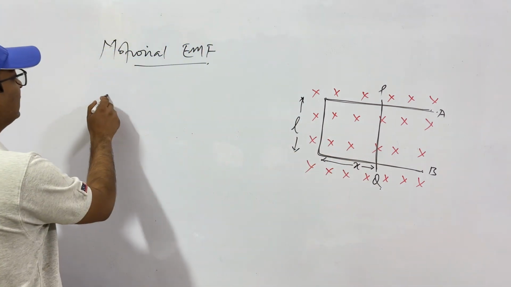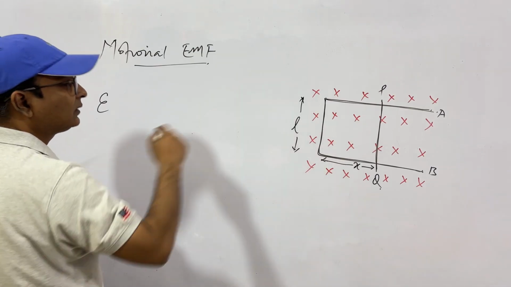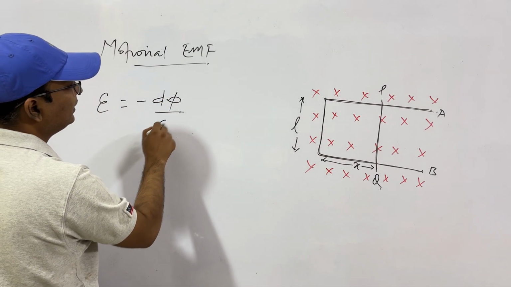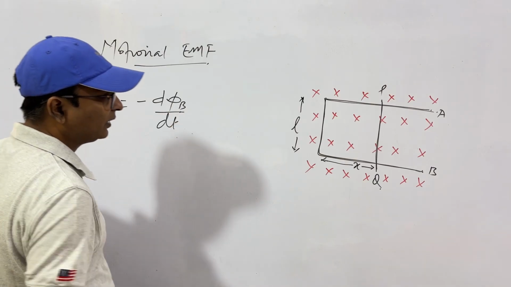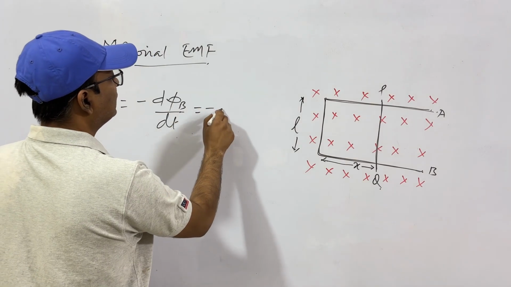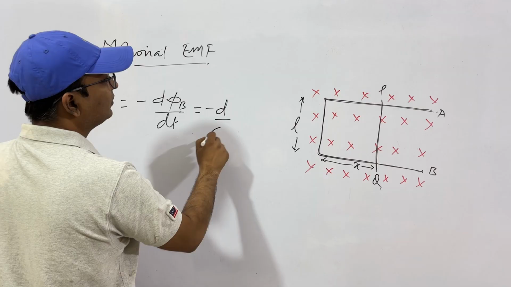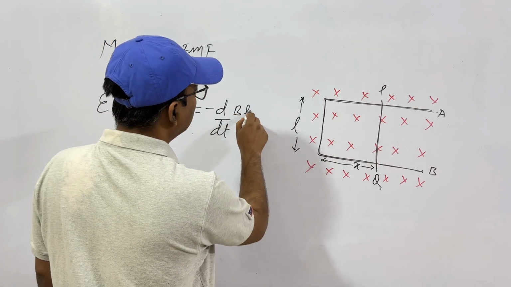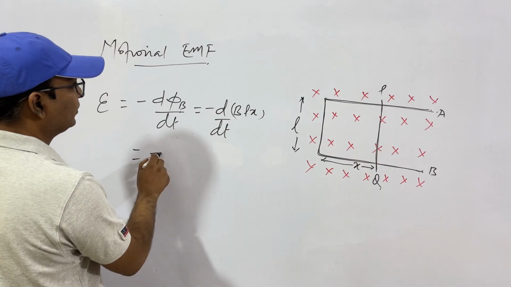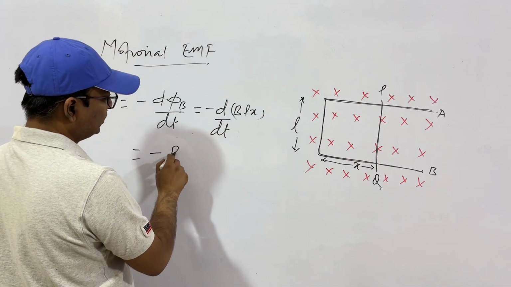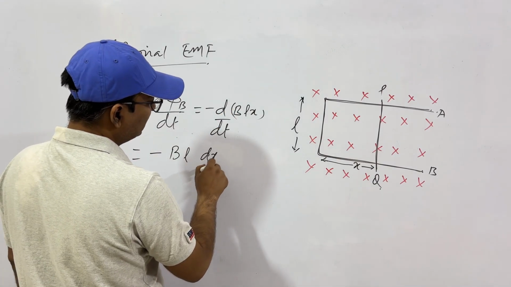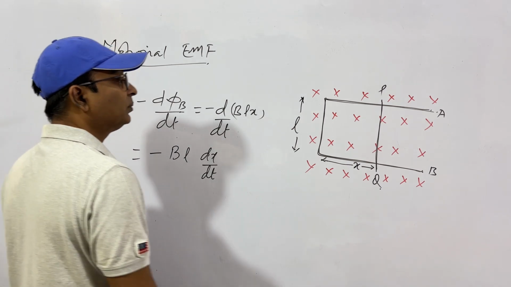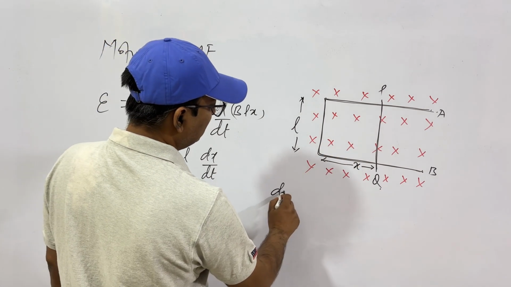What will happen? See, the electromotive force induced in this circuit will be equal to minus d phi by dt, the flux phi due to B. What is this phi? Phi is B into area, and area is L into X. Now B and L are constants, so we can take them out. What we get is dx by dt. What is dx by dt? Dx by dt is velocity.